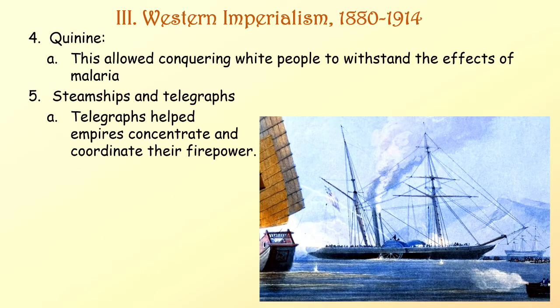Imperialists also had a drug called quinine, and this allowed conquering white people to withstand the effects of malaria. Lastly, steamships and telegraphs. Telegraphs helped empires concentrate and coordinate their firepower.